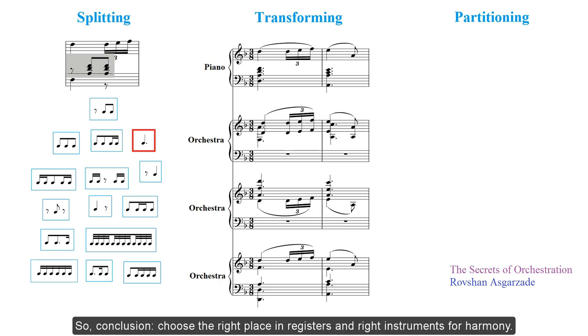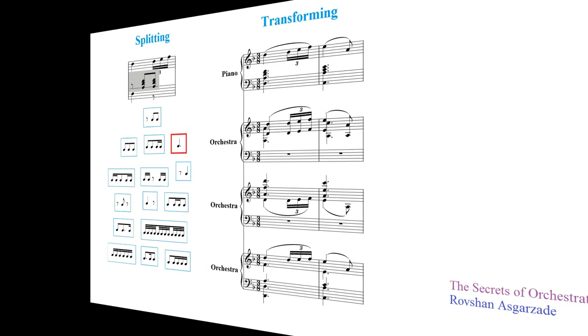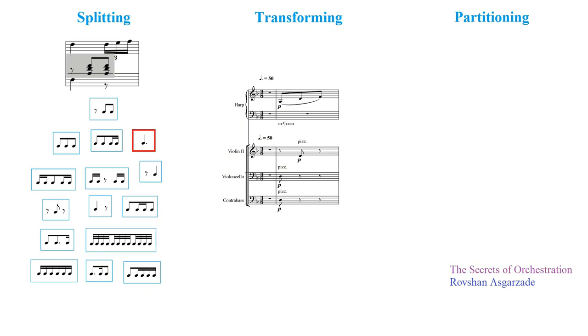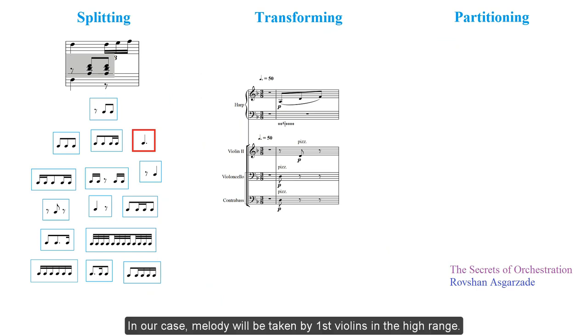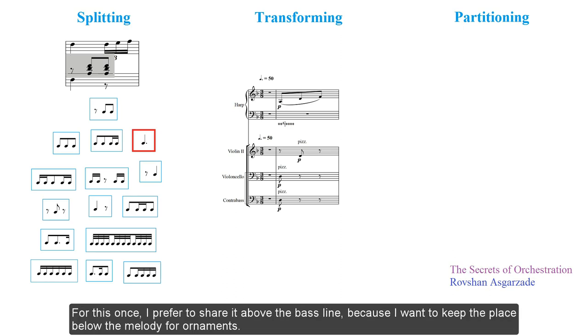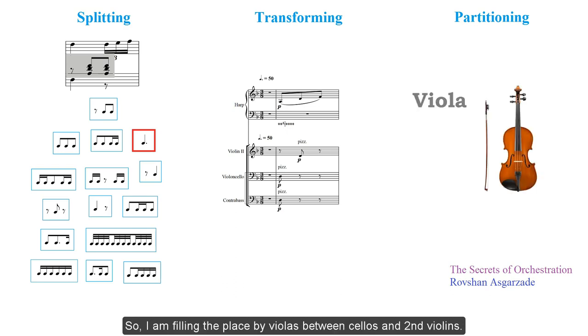So, conclusion. Choose the right place in registers and the right instruments for harmony. Don't conflict it with the melody. Melody always should shine through the orchestra. In our case, melody will be taken by first violins in the high range. For this one, I prefer to place it above the bass line because I want to keep the place below the melody for ornaments. So, I'm filling the place by violas between cellos and the second violins.